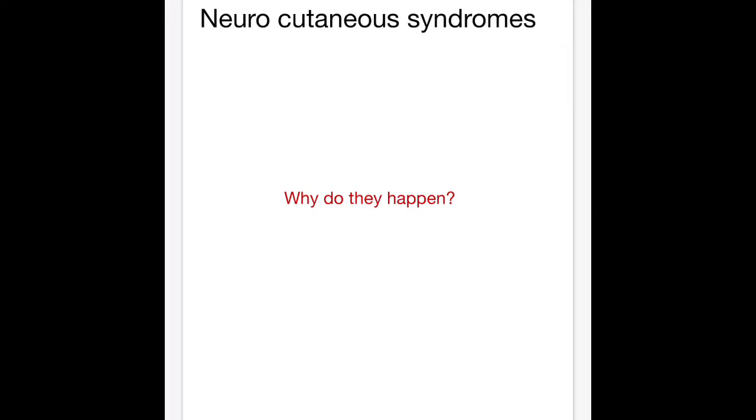Hello everyone. In this video, we are going to discuss neurocutaneous syndromes. They are syndromes which involve the CNS and skin. They are usually hereditary, but not always. There are some exceptions. So we need to understand the basic pathology, or why they happen.